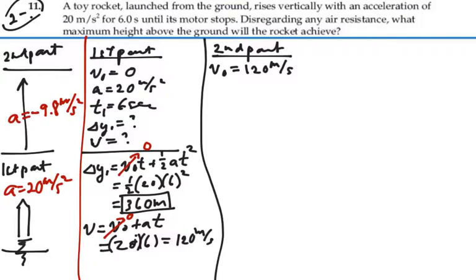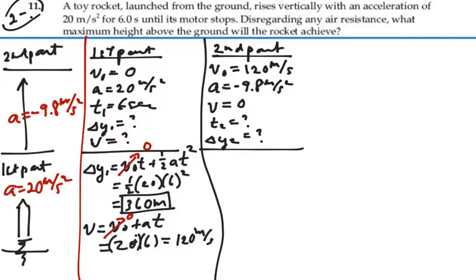The motor is shut off, so the only acceleration is that due to gravity. So our acceleration is going to be a negative 9.8 meters per second squared. We don't know the time to the top, but we do know that our final velocity on the second leg will be 0 because we're going to go as high as we can go and go no further, and when we do that we momentarily stop at the top. The two things we don't know are the time and the displacement delta y2. We don't need to know the time, but we do need to know this delta y2.